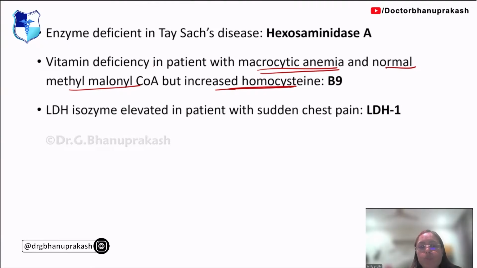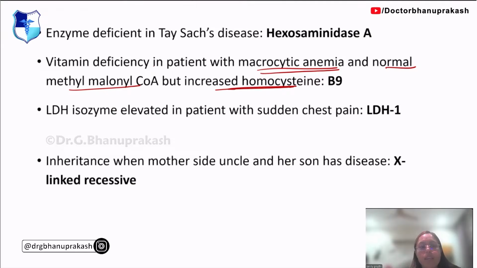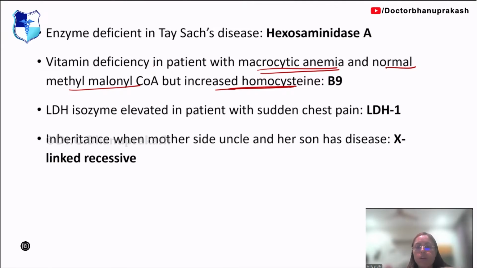Next, LDH isoenzyme elevated in patient with sudden chest pain is the type 1 LDH enzyme, which is present in heart. Inheritance when mother's side uncle and her son has disease. So mother is not having the disease.